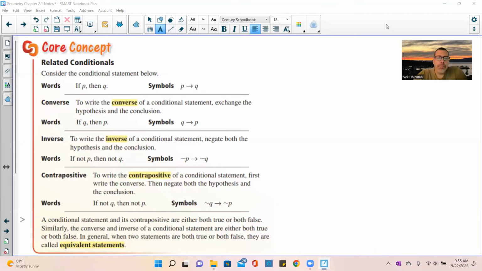Okay. A conditional statement and its contrapositive are either both true or both false. Similarly, the converse and inverse of a conditional statement are either both true or both false. We'll get into that when we do our tables. In general, when two statements are both true or both false, they are called equivalent statements.